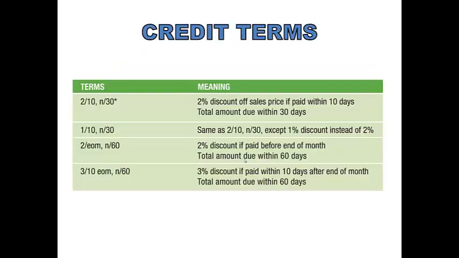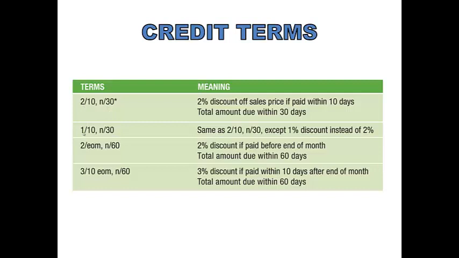Okay, so let's review the credit terms a little bit. Over on the left, we've got 210 net 30. We've looked at this one already. There's a 2% discount off the sales price if the invoice is paid within 10 days of the invoice date. Otherwise, the total amount's due in 30 days. And here's 110 net 30. It works the same way, except instead of getting a 2% discount, you get a 1% discount.